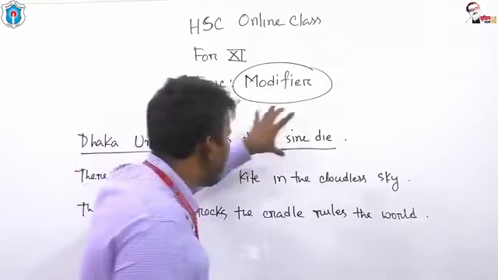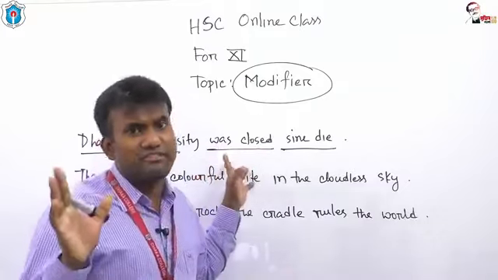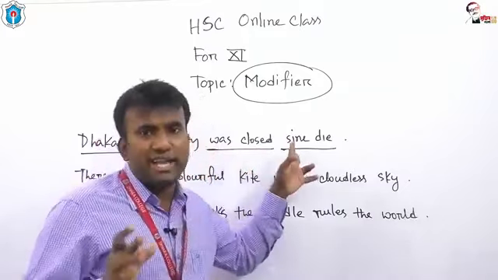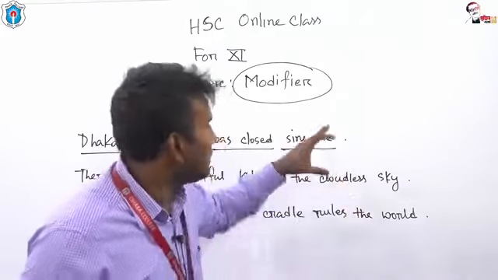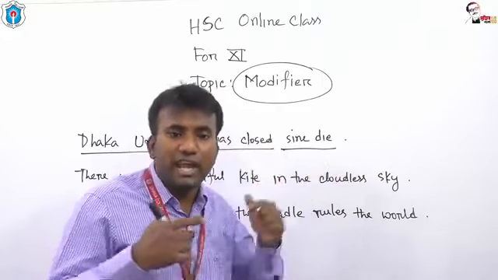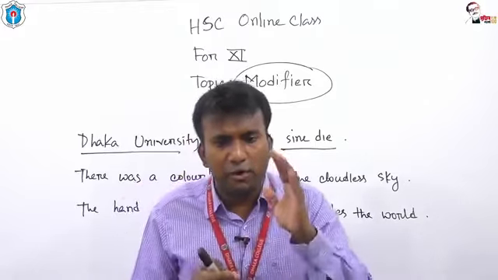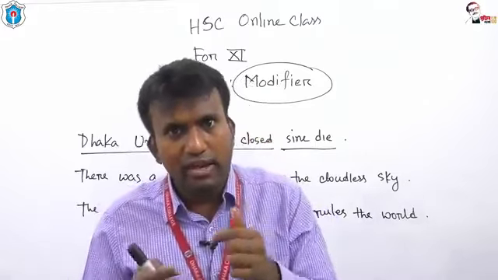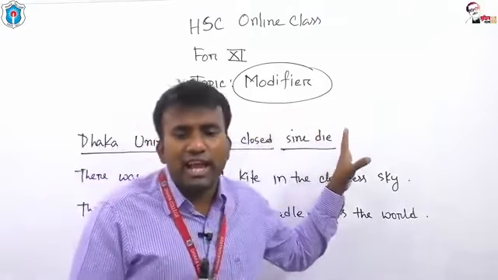Now I can say sine die modifies this part. Closed is a verb. That's why I would say sine die is an adverbial phrase, because this sine die modifies a verb. If any part of speech modifies a verb, definitely it would be an adverb. As it is a phrase, we will call it an adverbial phrase.